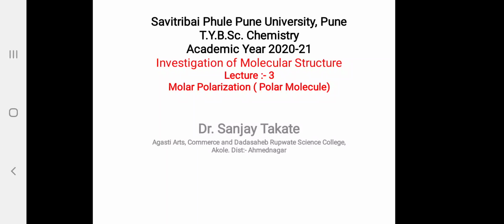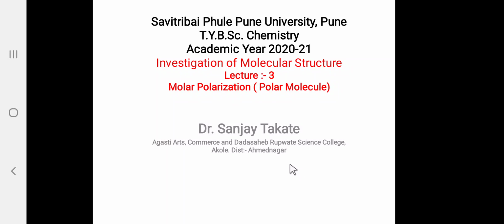In case of the non-polar molecule, the center of positive charge and the center of negative charge coincide with each other. When the electric field is applied, a distortion of the positive and negative charges would occur, giving rise to the induced polarization. In case of the non-polar molecule, the induced polarization is denoted by the symbol Pi or Pm. It is equal to (D minus 1) divided by (D plus 2) into M by d. By substituting the value of the dielectric constant D, the molecular weight of the substance M, and d, the density, we can determine the induced polarization.